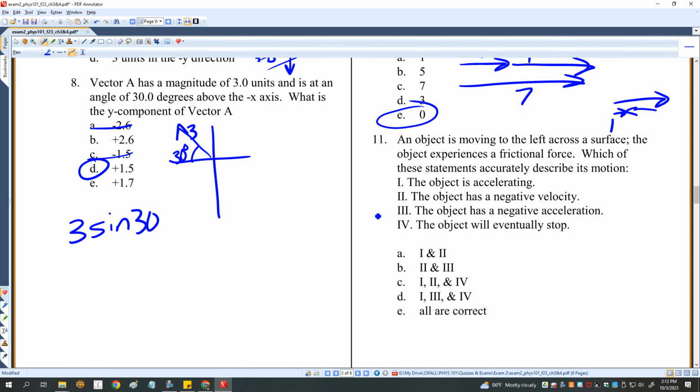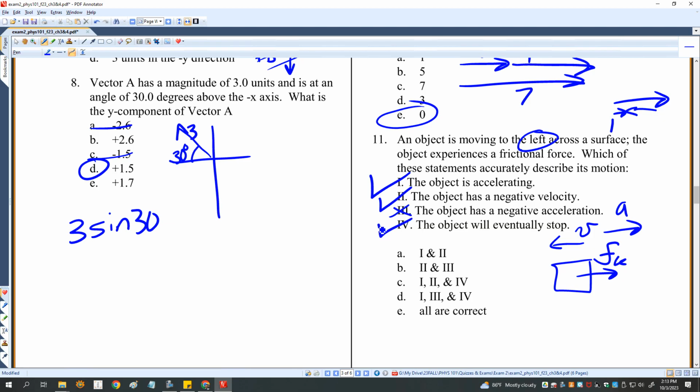An object is moving to the left across a surface, so in the negative direction. The object experiences a frictional force. Which of these statements accurately describes its motion? So an object is moving with a velocity to the left, and it experiences a frictional force. That's a kinetic frictional force. The object is accelerating. No, it's going to be slowing down due to the frictional force. The object has a negative velocity. Yes. The object has a negative acceleration. No, in order to be slowing down, the acceleration is in the positive direction, so it's not 3. The object will eventually stop. Yes, because it has this force acting upon it.